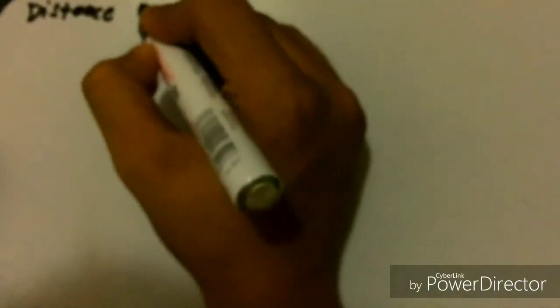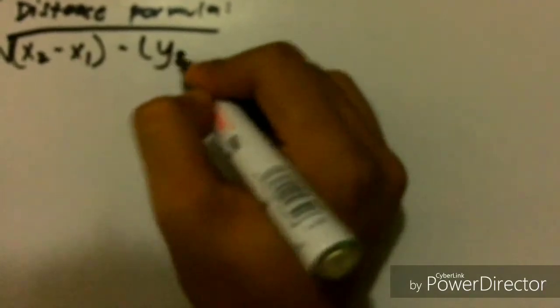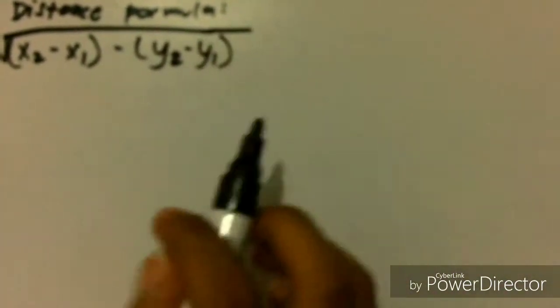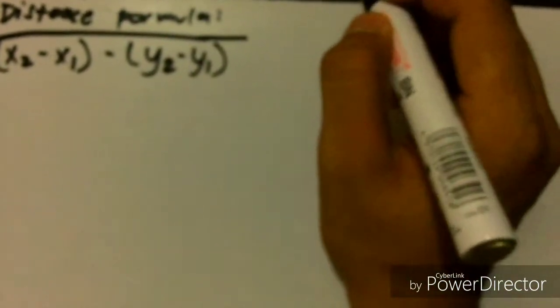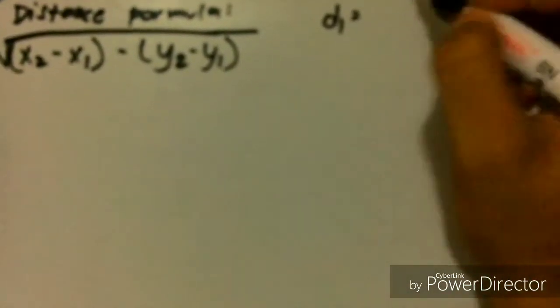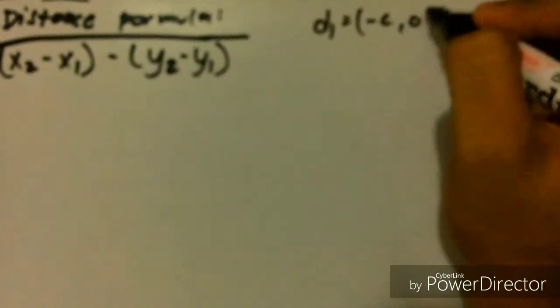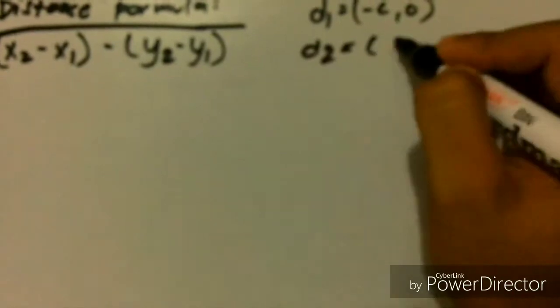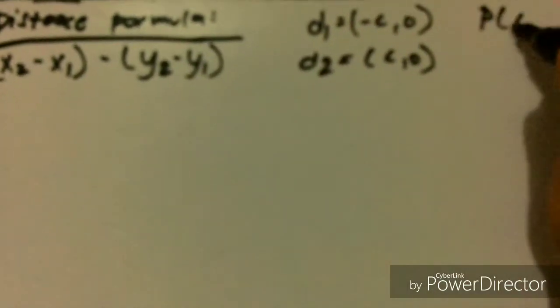The distance formula is the square root of (x2 minus x1) squared plus (y2 minus y1) squared. This is the distance formula. And by the definition of an ellipse, d1 plus d2 is constant for any point (x, y). So d1 is the distance from (negative c, 0), and d2 is the distance from (positive c, 0), and the point is called (x, y).